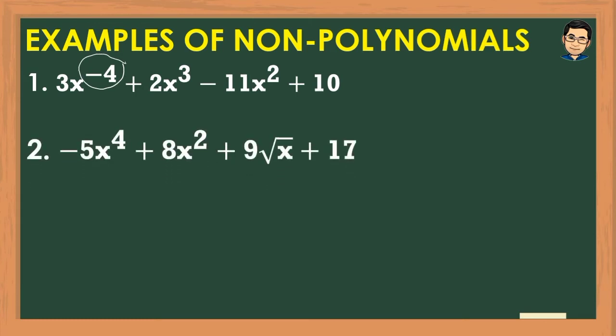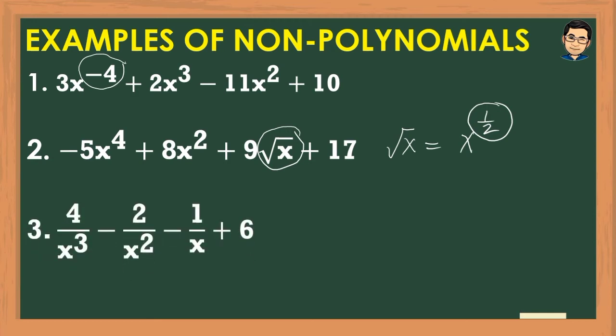Next, number 2: negative 5x raised to the 4th power plus 8x squared plus 9 square root of x plus 17. How did this become a non-polynomial? It's because of the square root of x. If we transform the square root of x into exponential form, it becomes x raised to 1/2. Again, fractional exponents are not allowed. Only non-negative integers are accepted. Even though it is not negative, it is fractional. And integers must be whole numbers.